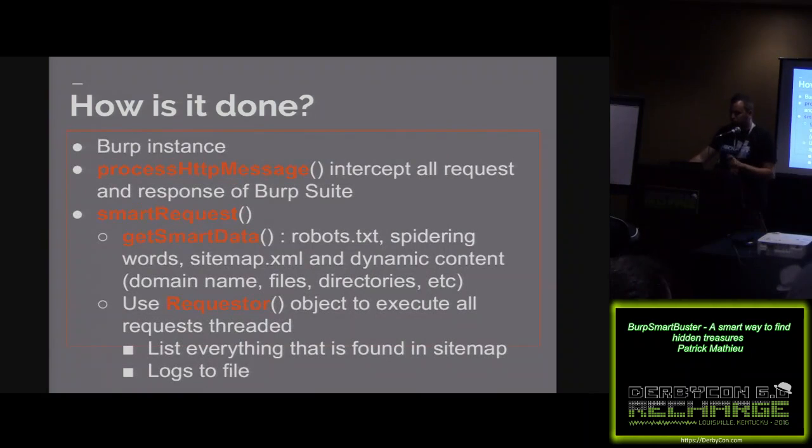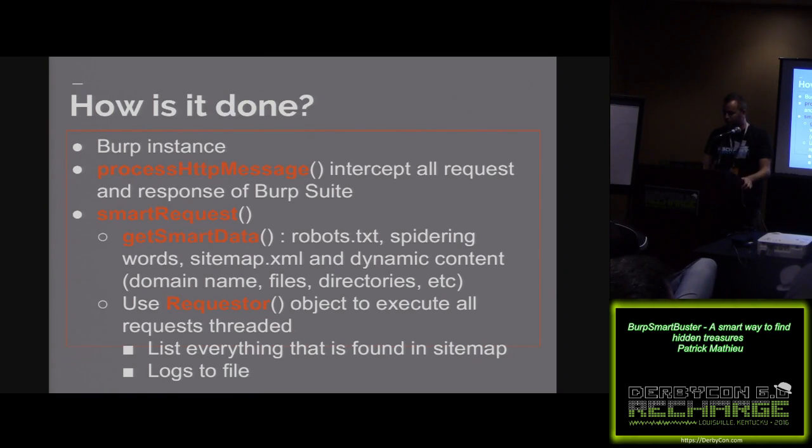So, like I said, the process HTTP message really intercepts everything. And if you look at the code, the important thing is to check where the request comes from. Because Burp, each time you do a request inside the tool, tells you where it's coming from. So you need to check that it's not coming from yourself, because it will just loop infinitely, which I totally did at first. Was not a good idea.